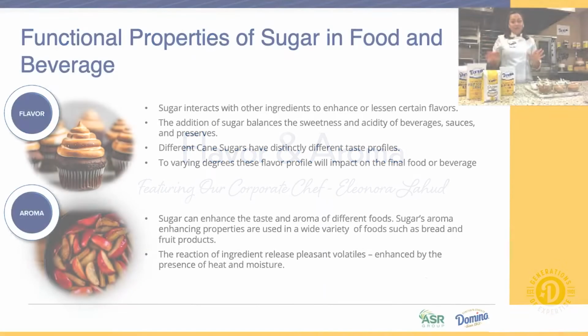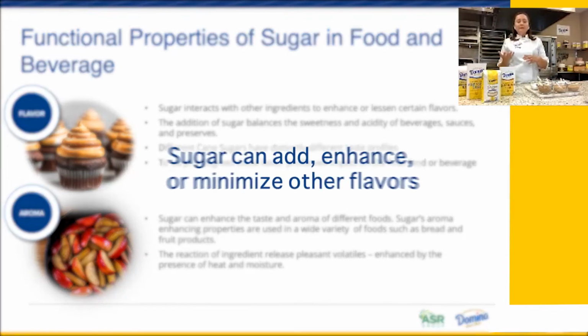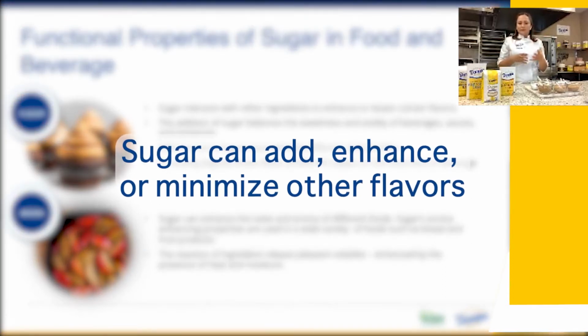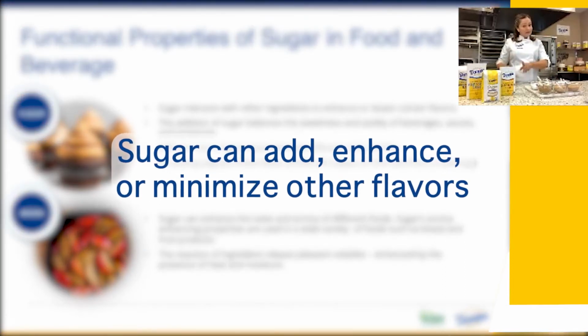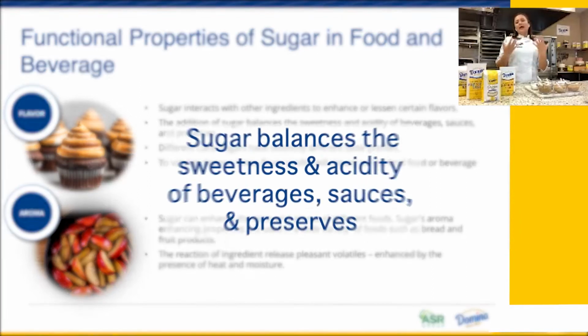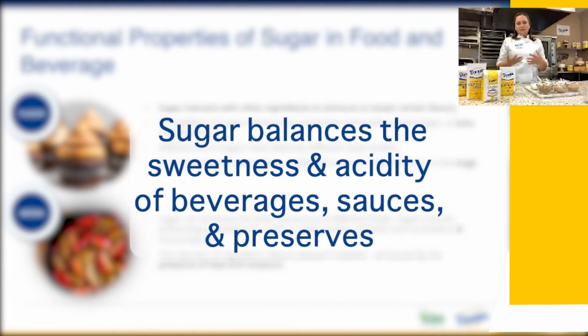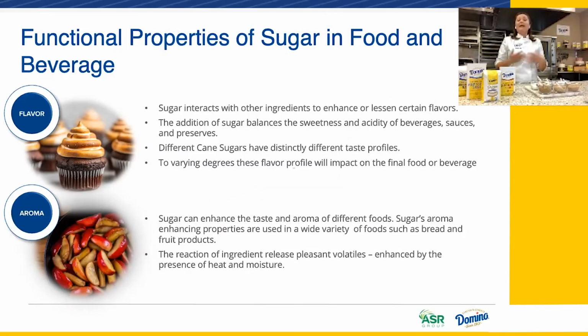There are many, many functionalities of sugar. So one of its properties is to alter flavor. It can add, it can enhance other flavors or minimize, which is important too. For example, just a little bit of sugar will go a long way to minimize the taste of starch and bring out flavors that are desired in a carrot or in a pea or in corn, will enhance the flavor.